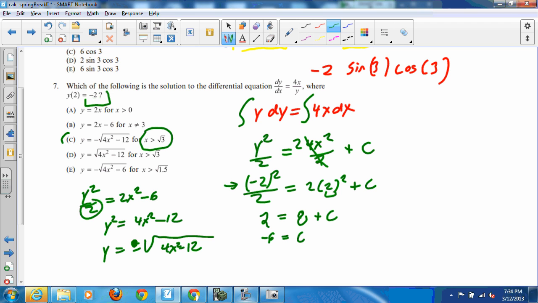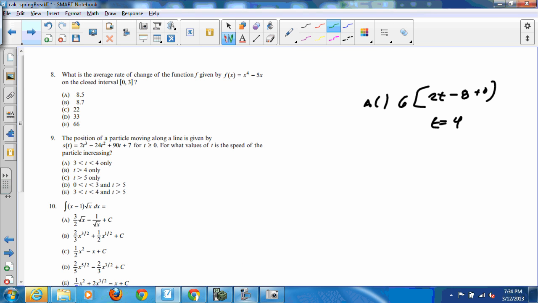And when x is greater than the square root of 3, well, we don't need to concern ourselves with this since that's the only answer choice, but the reason that's true is the inside of the square root has to remain positive. So if you say that 4x squared minus 12 has to be greater than or equal to 0, I don't know why they didn't include, well, anyway, so you solve for that and you get the square root of 3. Okay, let's move on.